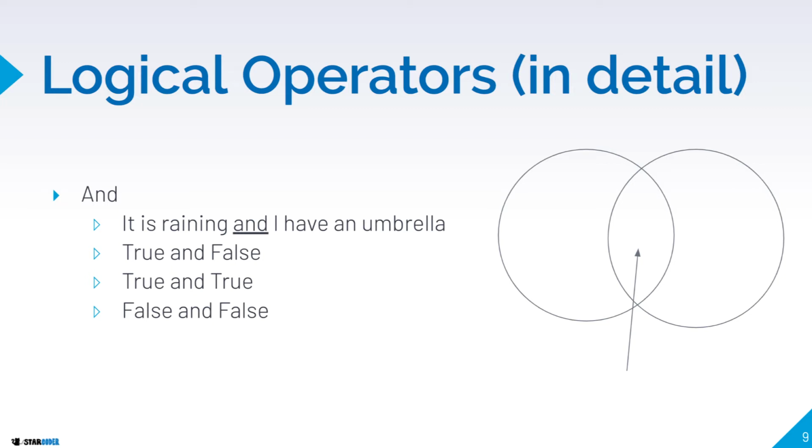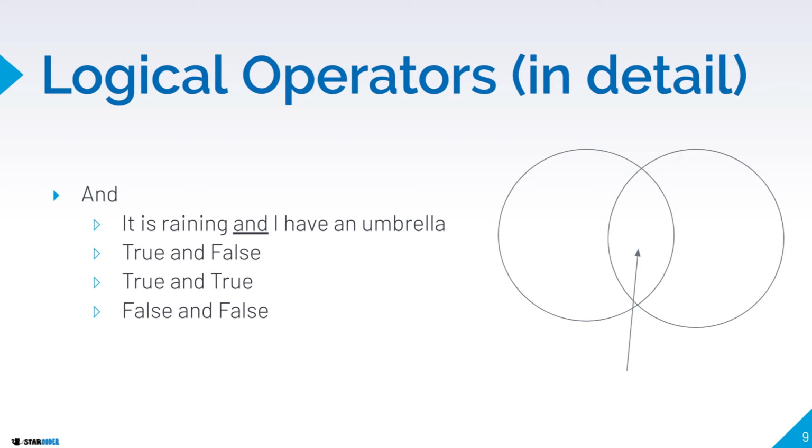Let's take an example. It is raining and I have an umbrella. Let's say it is actually raining and I do have an umbrella on me. Then the value of it is raining would be true because it is actually raining. The value of I have an umbrella would also be true because I do have an umbrella. So the value of it is raining and I have an umbrella, since both values are true, would be true.